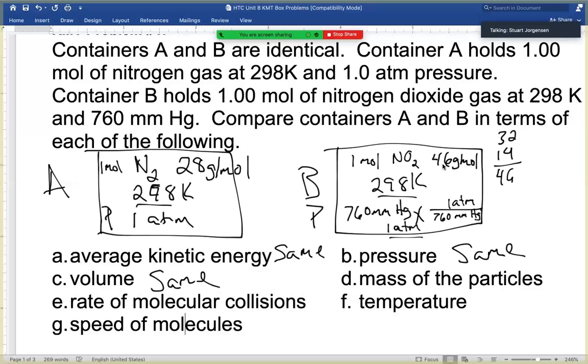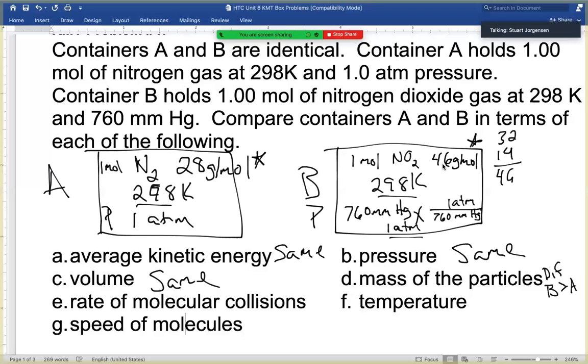D says the mass of the particles. Oh, we already got that. Nitrogen is at 28. Nitrogen dioxide is 46. These are different. This can become important. Our molecules in box B are greater than our particles in box A. B is heavier than A. Misspoke there for a second. Sorry, getting ahead of myself.